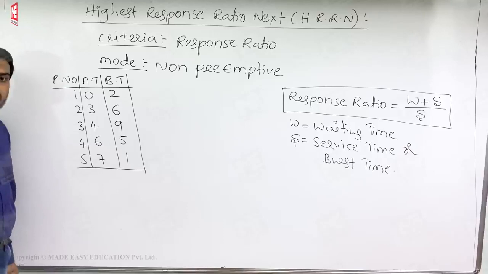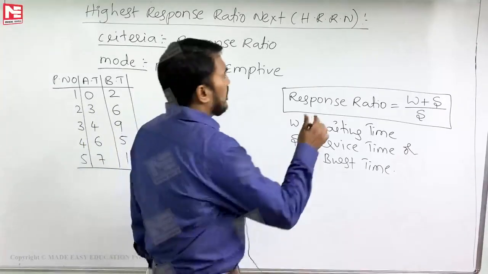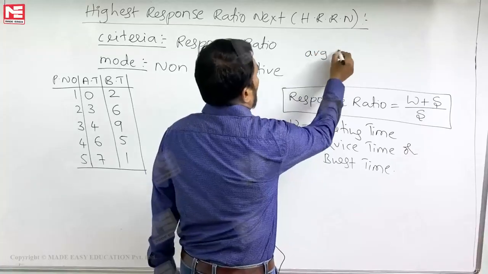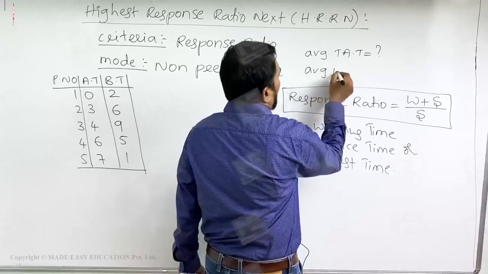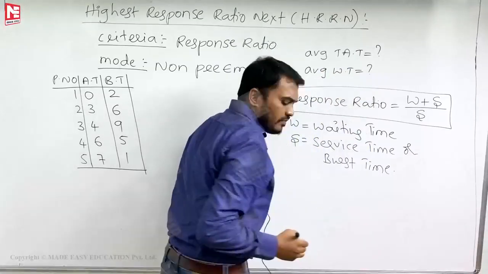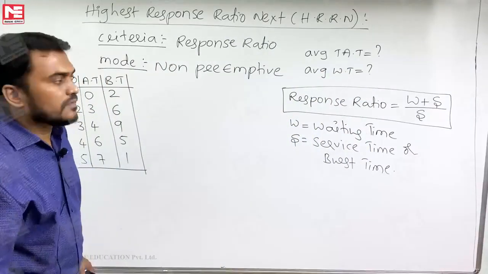Okay. You can pause the video and copy the question. So as usual, what we need to find out? We need to find out the average turnaround time of the processes and the average waiting time of the processes. Okay, we need to find out these two.